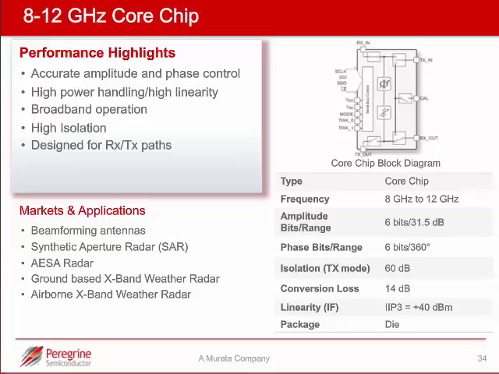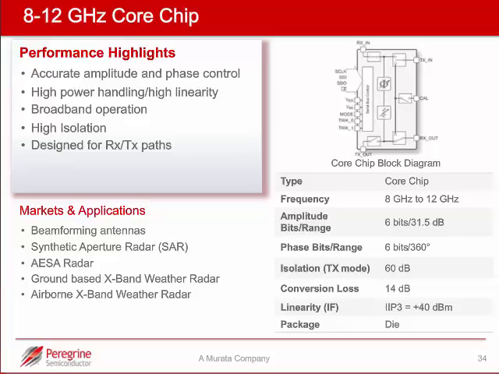There's both phase and amplitude control, and it has broadband coverage. And key is to have decent isolation between the RX and TX and all the switched ports. This is suitable for applications such as beamforming antennas to various radars, and weather radar being a good example of that.